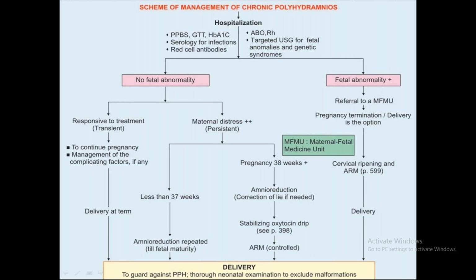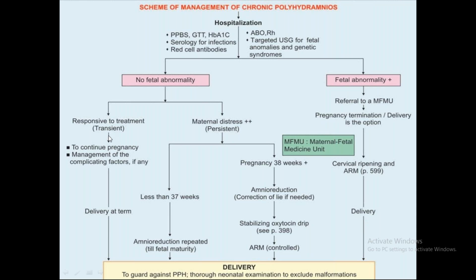And what are the investigations? Here is the chart. We have to do all the investigations: postprandial blood sugar, GTT, glycosylated hemoglobin, any infections, and ABO incompatibility, blood grouping to be seen. Ultrasound diagnosis, and if the baby is having any anomaly, the pregnancy is to be terminated immediately. If there is no fetal abnormality, we look at the response of the patient to the treatment.